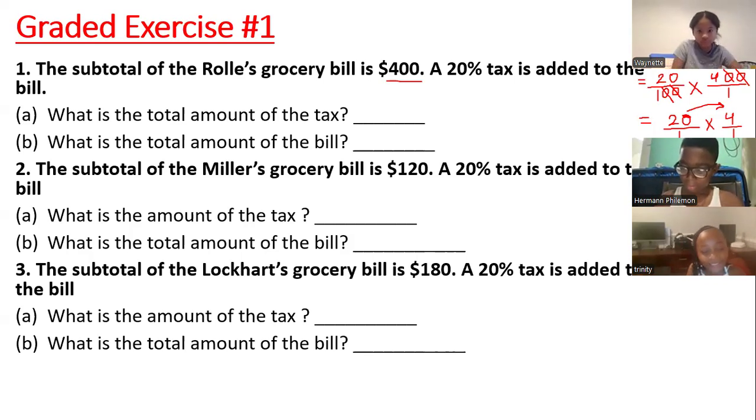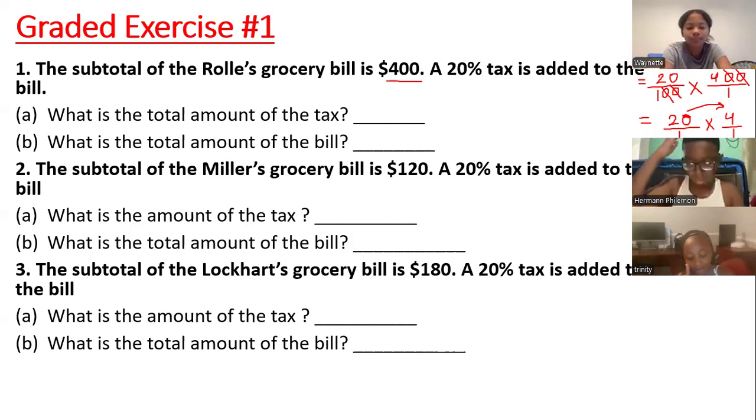Excuse me, Mr. Petit, one second. I asked Trinity a question. For number 2A? 440. Yes, sir. Something went wrong. Check that again.